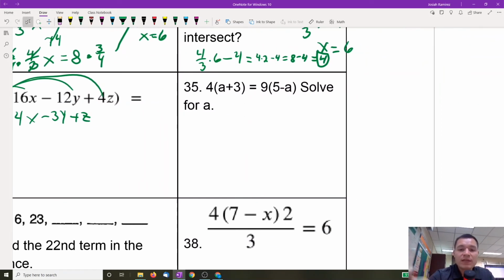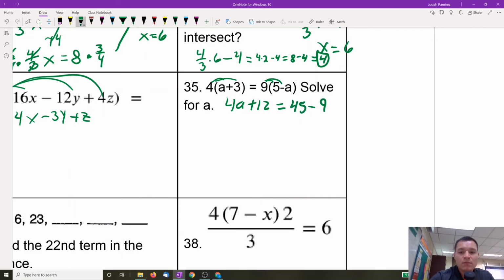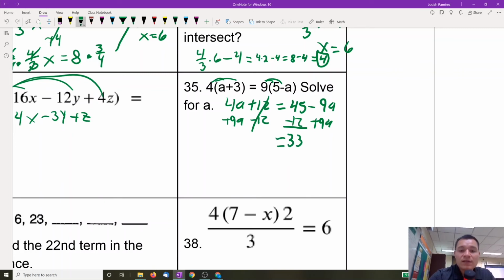Solve this one for A. We should distribute first. Then we'll get our A's on the same side. I'm going to add the 9 A's to the left and subtract the number 12 from both sides. On this one, I'll get 33. On the left side, 4 plus 9 is 13A. The last step is simply divide by 13.